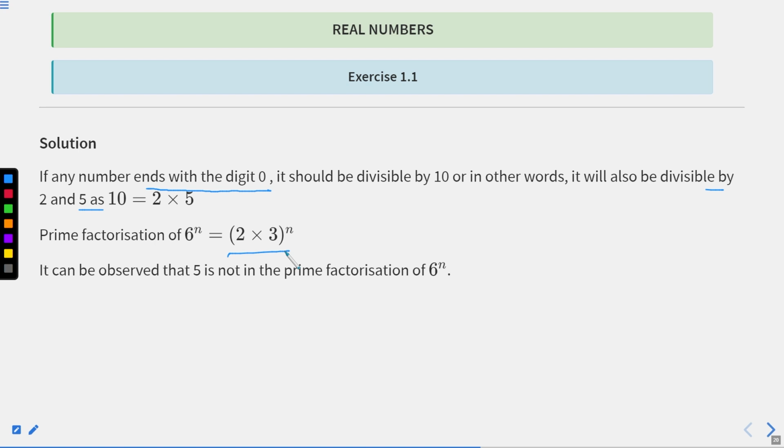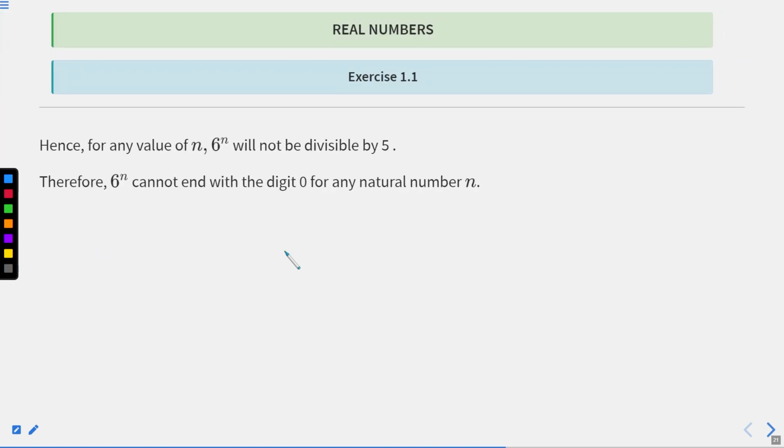So by the uniqueness in the fundamental theorem of arithmetic, we can say there is no natural number n for which 6 to the power n will end with 0. There is no natural number for which 6 to the power n will end with 0.